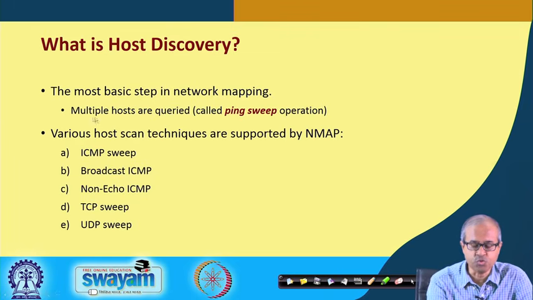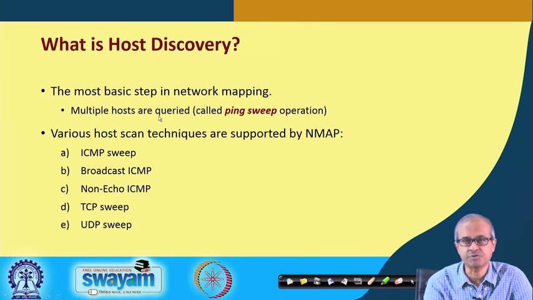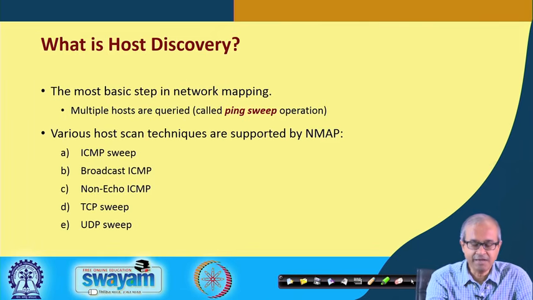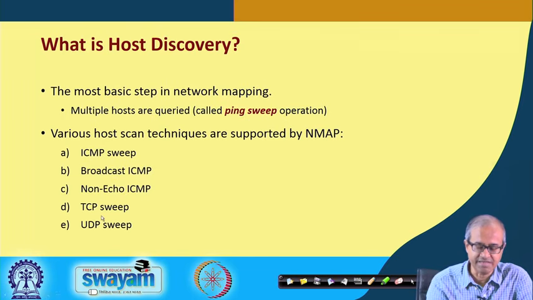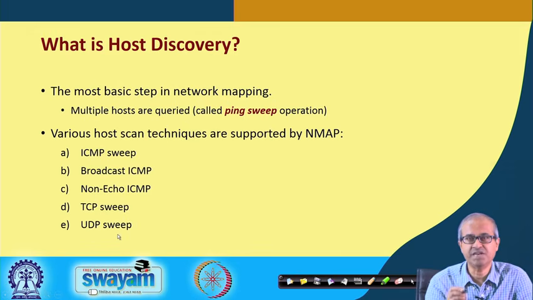Now, for this purpose you have to send some query packets to multiple hosts. Generically we call it the ping sweep operation, but this may not always be the ping command you are sending; we call it a ping sweep as if we are pinging the different hosts to find out which of them are alive. There are various techniques available under NMAP through which you can discover a host. These are listed here: ICMP sweep, broadcast ICMP, non-echo ICMP, TCP sweep and UDP sweep. We shall explain these methods briefly in subsequent slides.